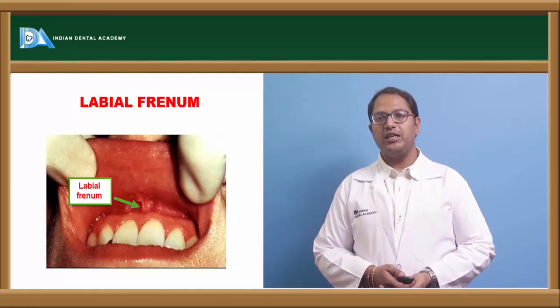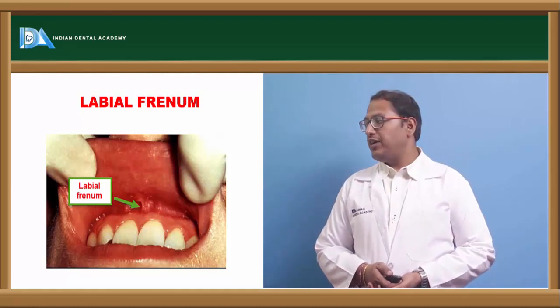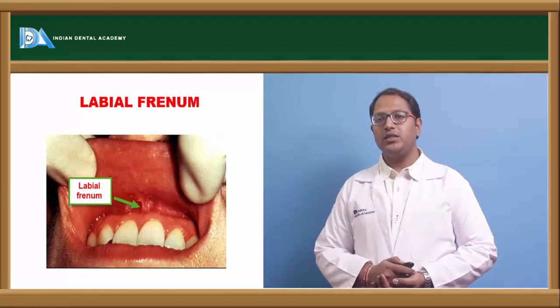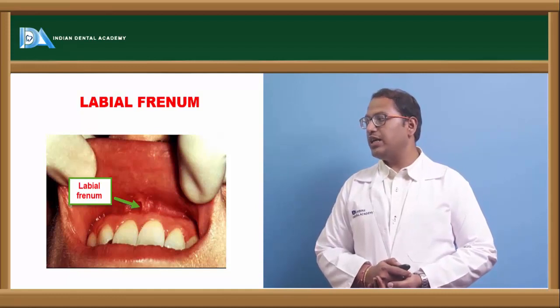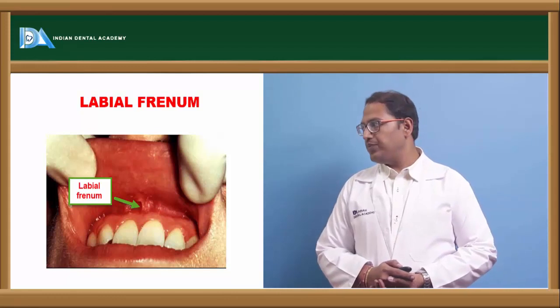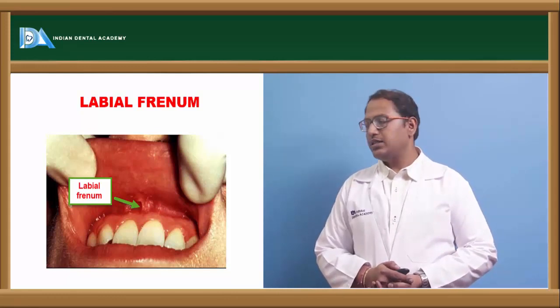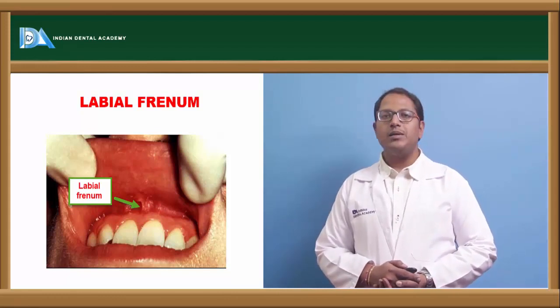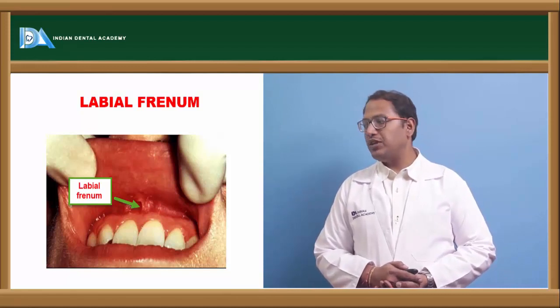Coming to the limiting structure, the labial frenum. The labial frenum is a fibrous band which runs from the residual alveolar ridge to the lip. Now this can be broad, narrow, thick, thin, or long as well. What is our basic motto to know about the labial frenum?